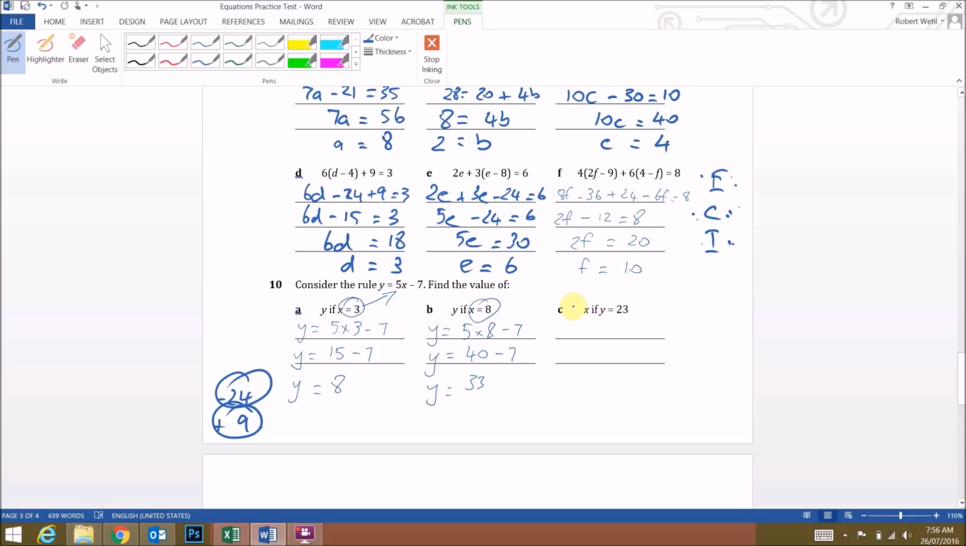Here in this one, this time I know the value of y, so that means I'm going to have to solve it algebraically. So 23 equals 5x minus 7. Okay, I need to add 7 to both sides. And now I need to divide both sides by 5. That gives me my answer.